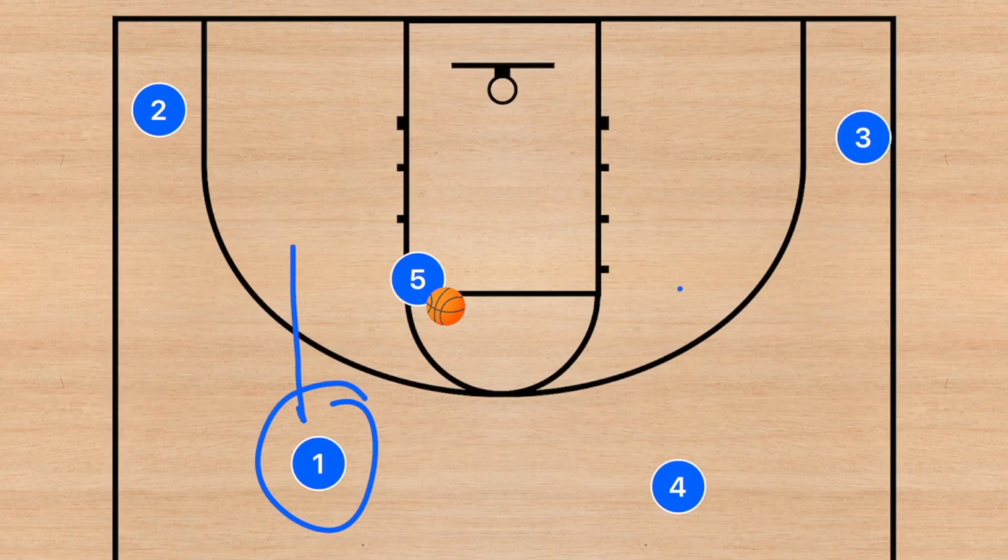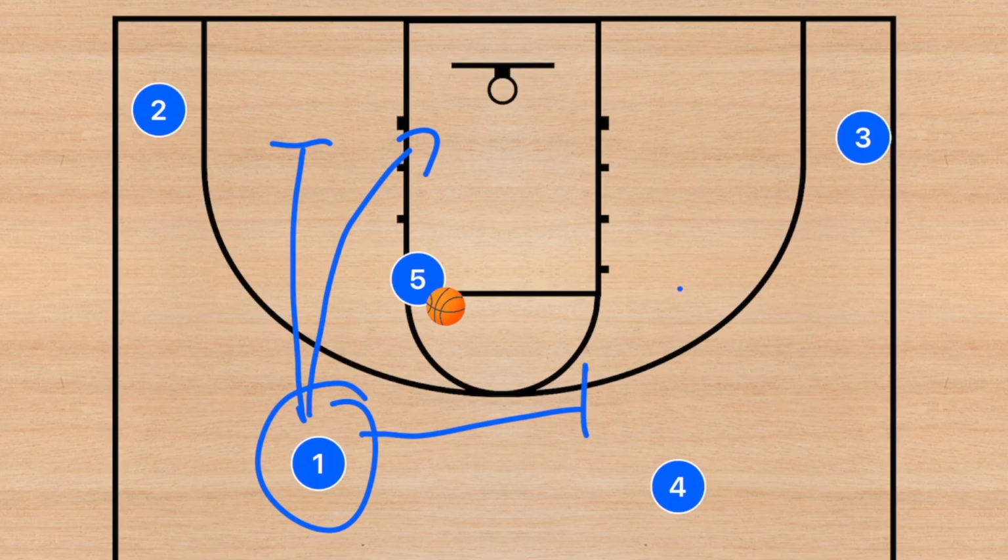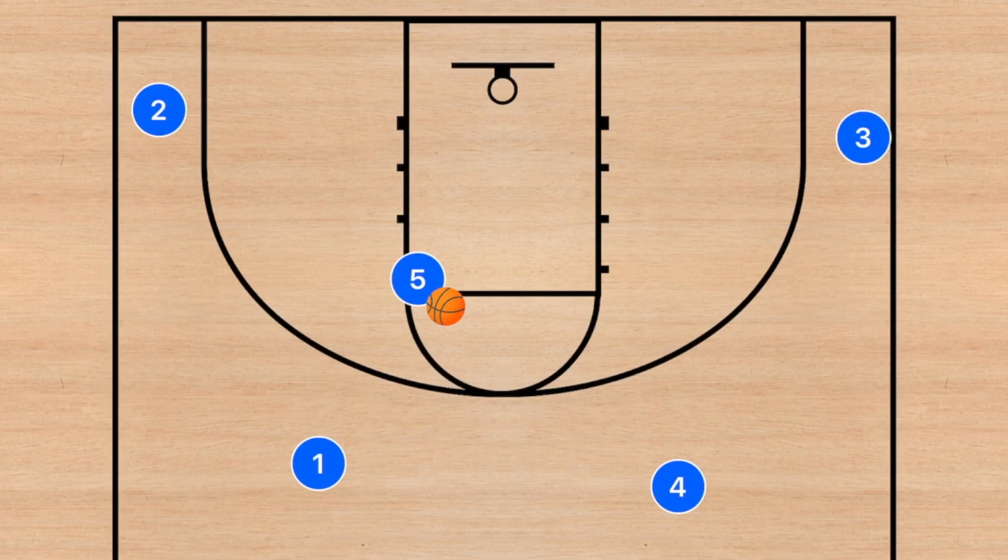Is he going to go and set the screen away for player 2? Or is he going to set the screen away for player 4? Or is he going to cut to the rim? Because that is also an option. He doesn't cut to the rim on this side because of gap defense from player 4 would be intercepting or at least disrupting that pass.